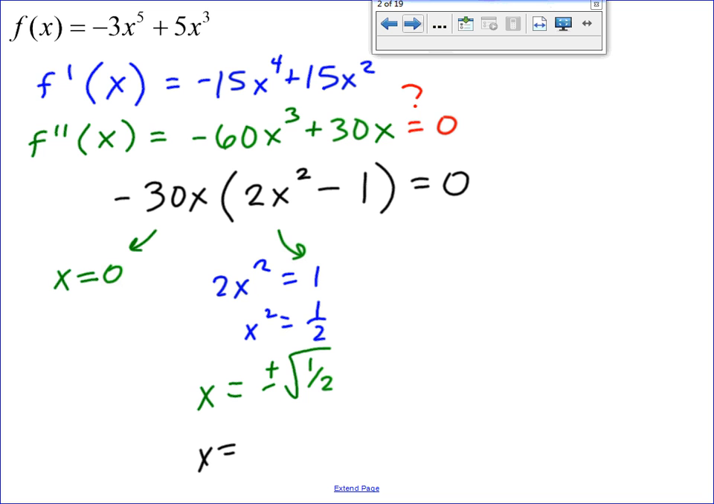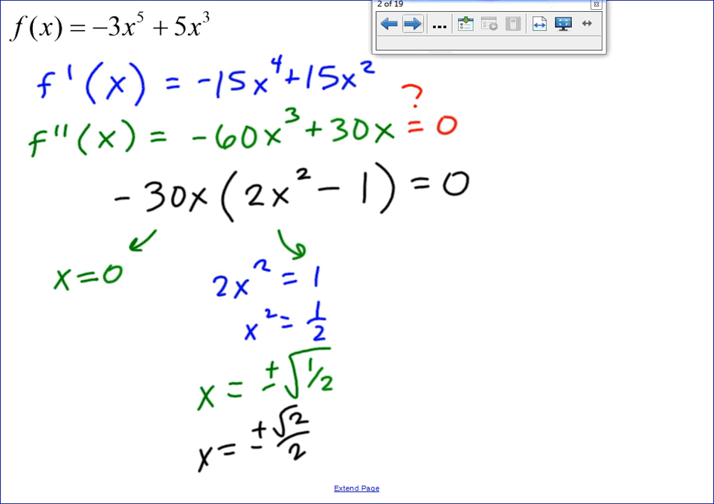X is given by the positive and negative root 2 over 2. And why am I changing that all the way to root 2 over 2, which you don't have to do either? But just because I know, again, for my unit circle, that's like 0.7. So it might help with my sign test.